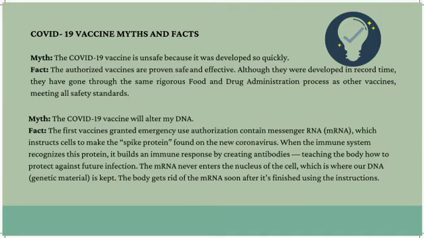Another myth is the COVID-19 vaccine will alter my DNA. The fact is that the first vaccines granted emergency use authorization contain messenger RNA, that is mRNA, which instructs cells to make the spike protein found on the new coronavirus. When the immune system recognizes this protein, it builds an immune response by creating antibodies, teaching the body how to protect against future infection. The mRNA never enters the nucleus of the cell, which is where our DNA, that is the genetic material, is kept safely. The body gets rid of the mRNA soon after it is finished using the instructions.